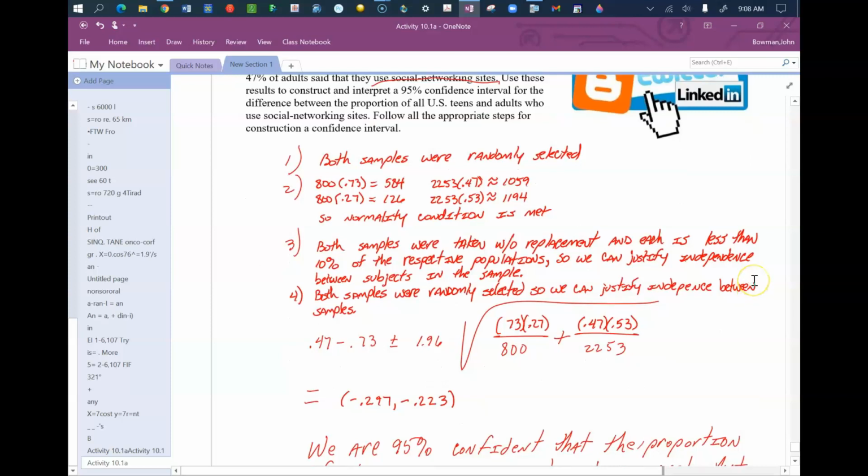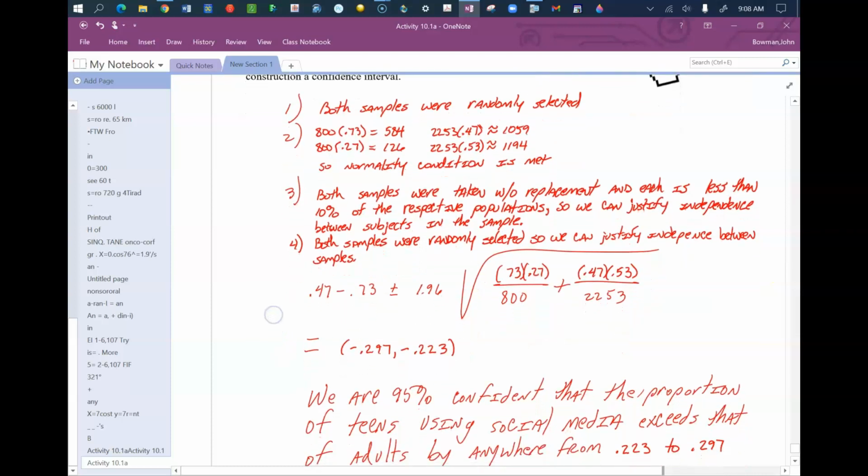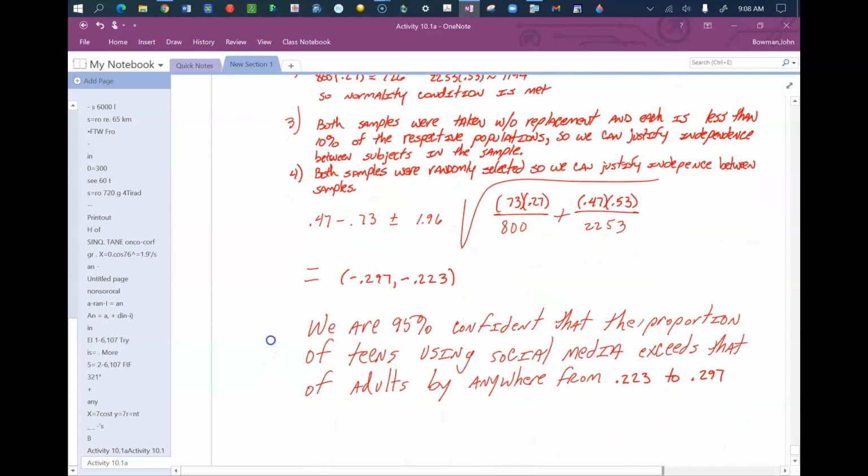Notice, again, that there are now 4 conditions you have to check. The added check is to make sure that it's reasonable that the 2 samples are independent of each other. When you construct the confidence interval, you could do it the way I did it, 0.47 minus 0.73, or you could reverse it. The only difference is that instead of getting the confidence interval that I got, you would get a confidence interval that went from positive 0.223 to positive 0.297, but you would still interpret it the same way. So you have to pay attention to which sample came first in your confidence interval.